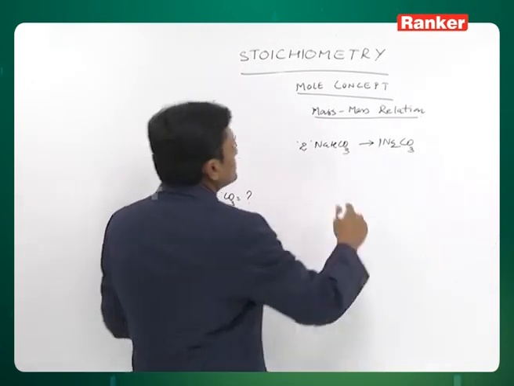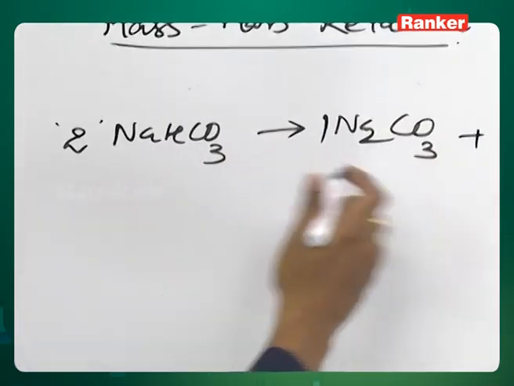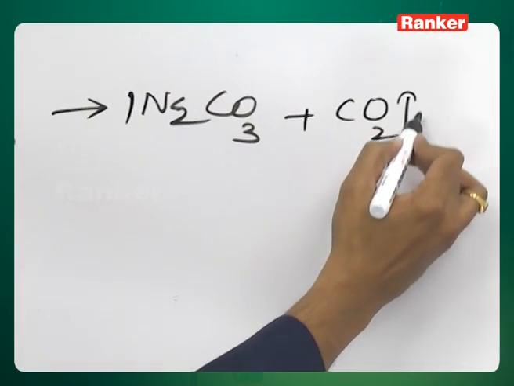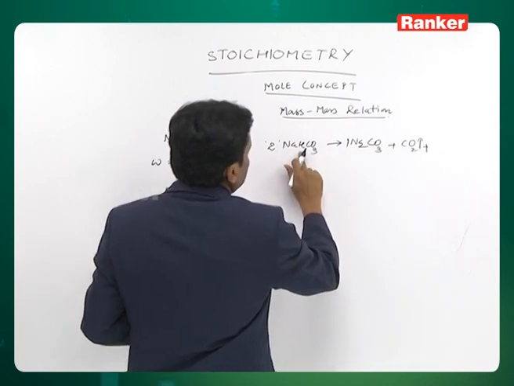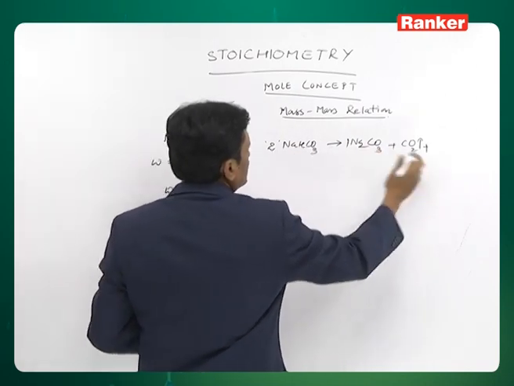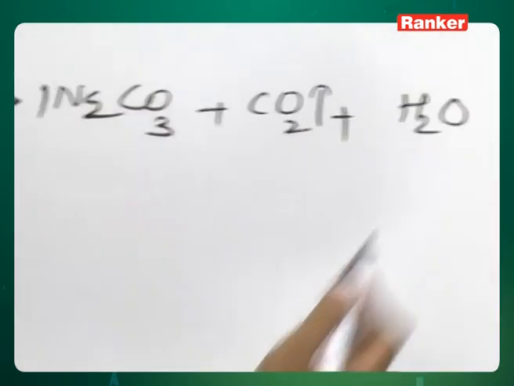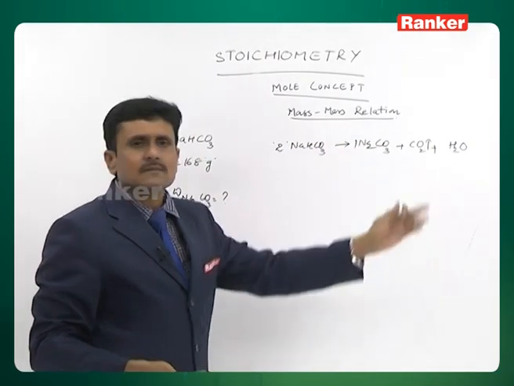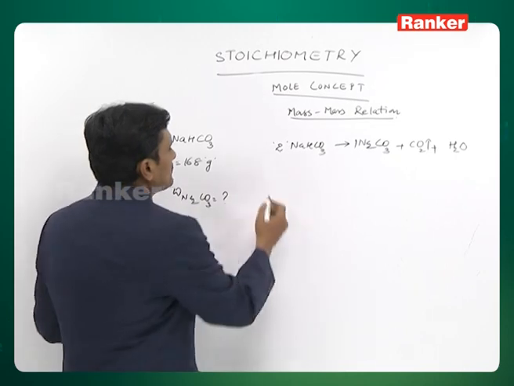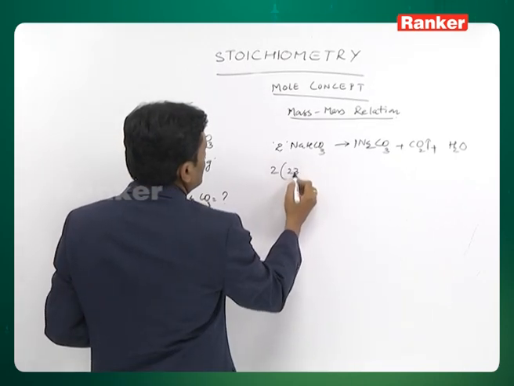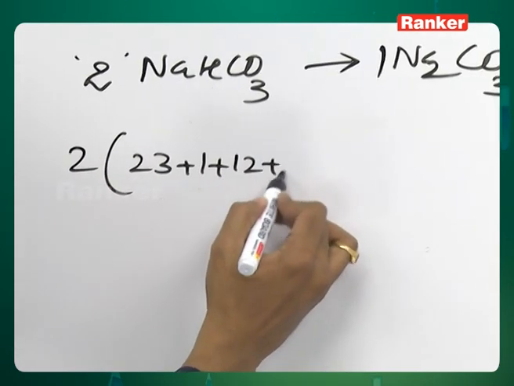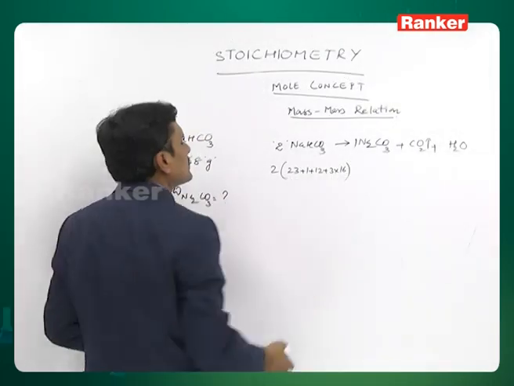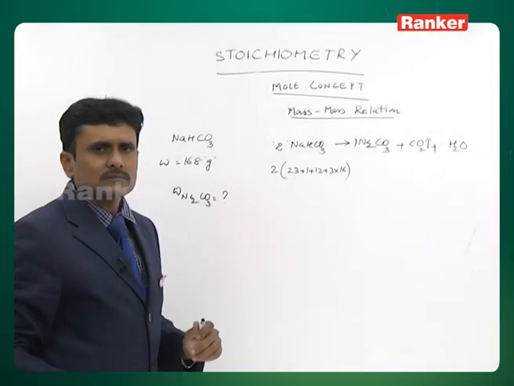For the other substances, you can see there are 2 carbons, so carbon and hydrogen atoms have to be balanced. There is no hydrogen on this side, so it will always be eliminated as H2O. You will see that the total mass is balanced. You can cross verify: 2 into 23 plus 1 plus 12 plus 3 into 16. This happens to be the molar mass of NaHCO3.